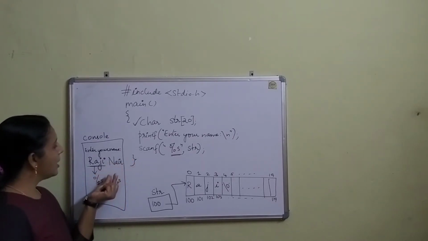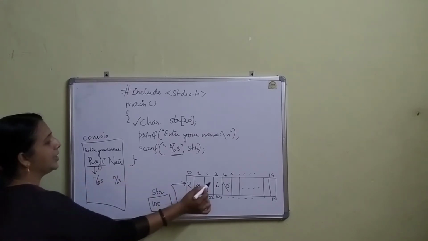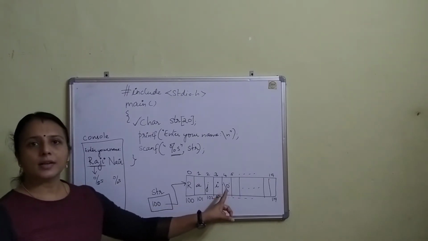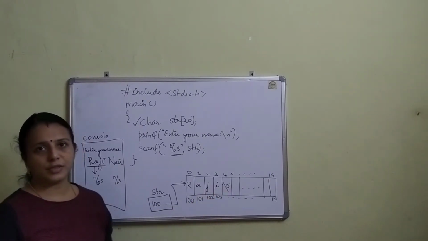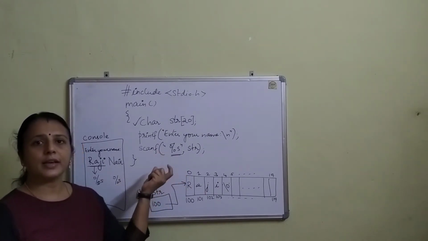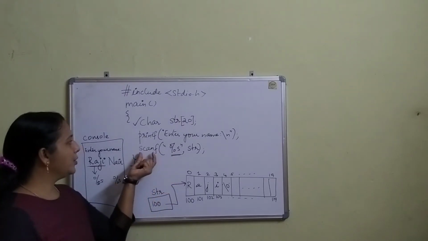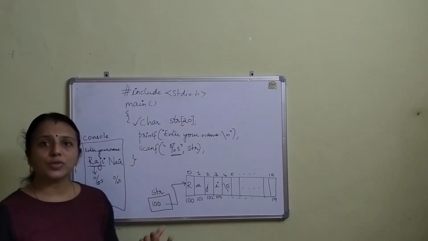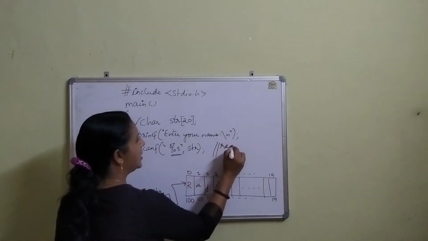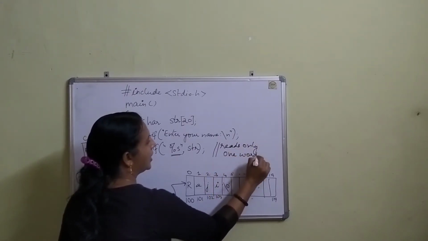So after reading the first word, it is automatically putting the null character at the end of the character array. The main drawback of %s while reading a string from the user using scanf is that it reads only one word at a time.